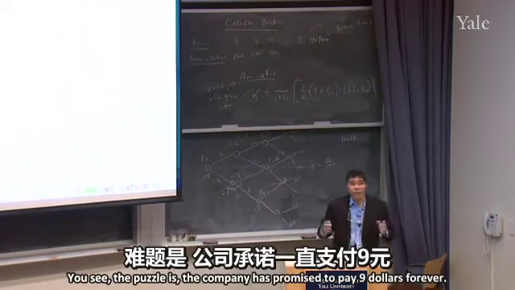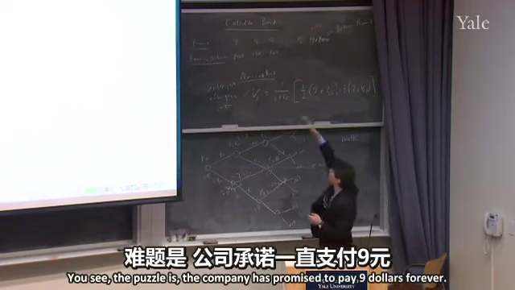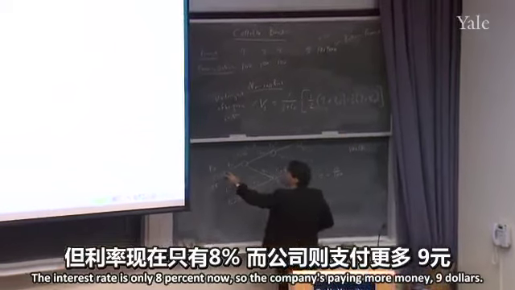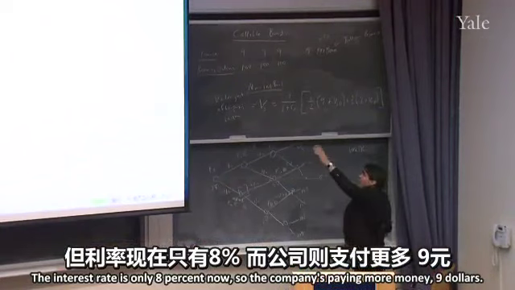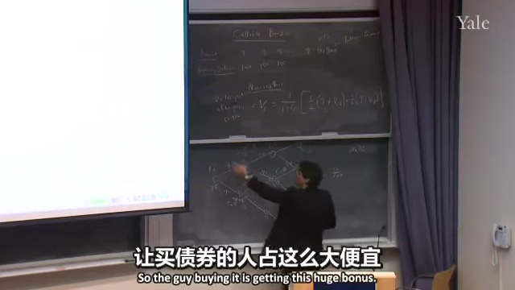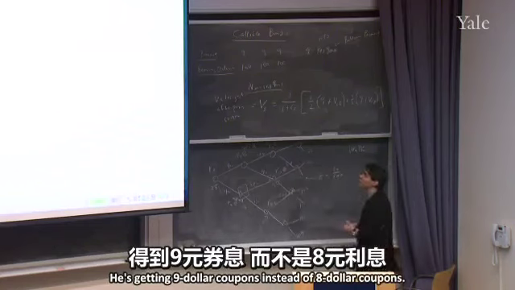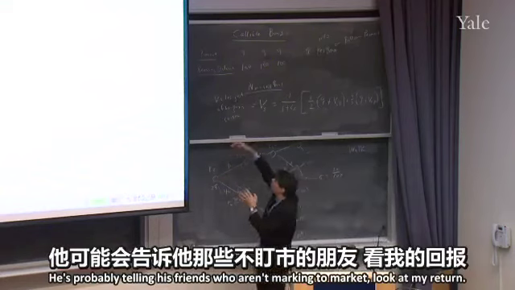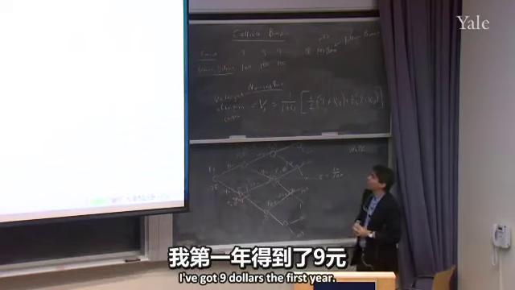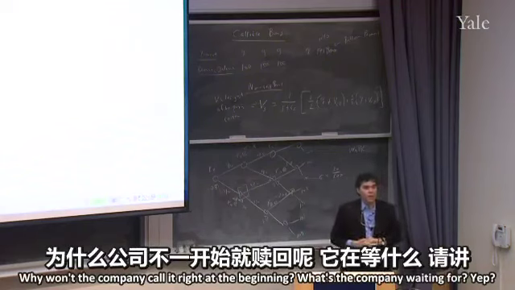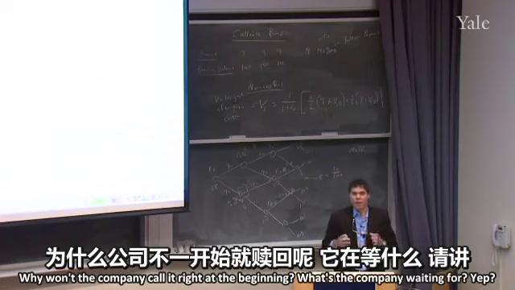You see, the puzzle is the company has promised to pay $9 forever. That's like 9% on the $100 coupon. The interest rate is only 8% now, so the company's paying more money, $9, than it could have borrowed at and only had to pay $8. So the guy buying it is getting this huge bonus. He's getting $9 coupons instead of $8 coupons. He's probably telling his friends, who aren't marking to market, look at my return. I've got $9 after the first year. Look at that great 9% return I got on my investment of 100. Why won't the company call it right at the beginning? What's the company waiting for?